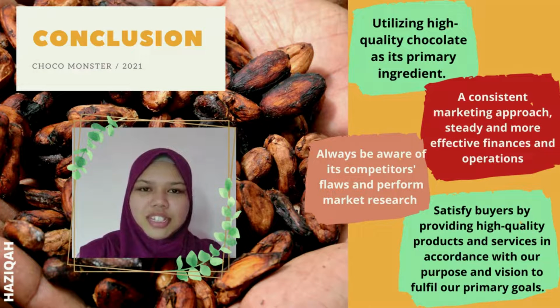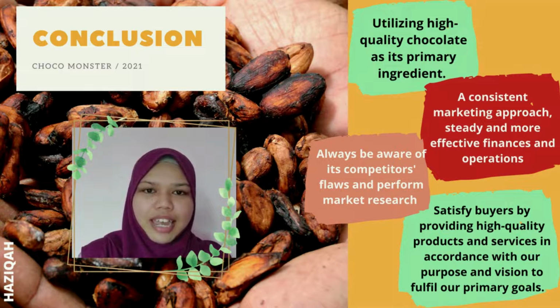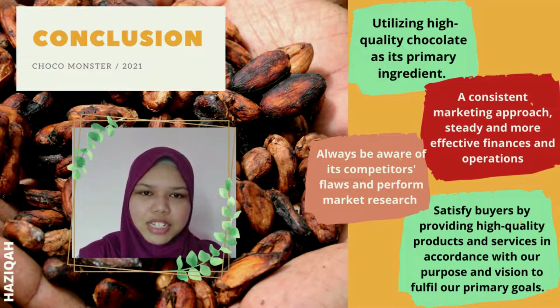Overall, Chocomonster did well after switching to high quality chocolate as its major component. A constant marketing strategy as well as stable and more efficient finances and operations are critical aspects in Chocomonster's success. There are several rivals that offer various types of chocolate cans and many customers are aware of this. As a consequence, our organization should always be aware of the shortcomings of its rivals and do market research to enhance its goods and services.